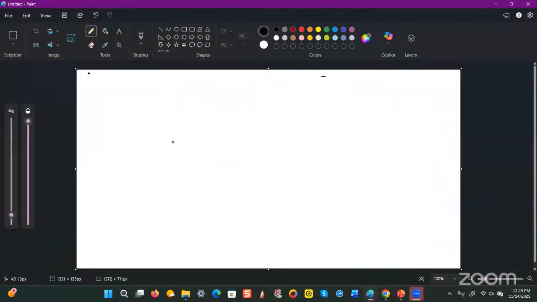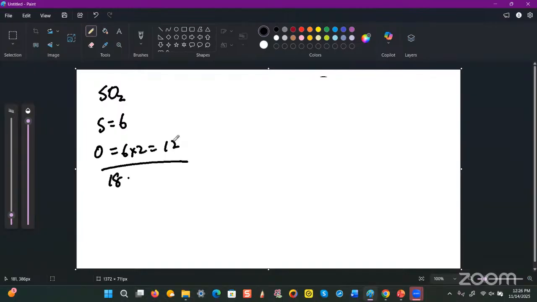SO2, okay? All right, so what's the first step? Let me hear what you guys have to say. What's the first step? Okay, so sulfur is what? Sulfur is 6. Oxygen is what? Multiply by 2, so that's 12. So the total number of electrons here will be 18 electrons, which will be equal to 9 pairs, right?